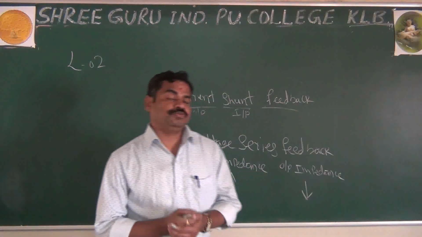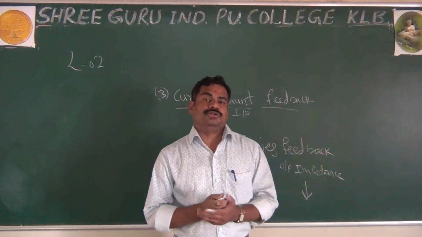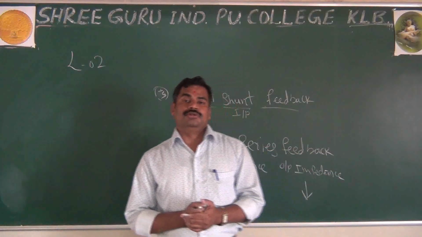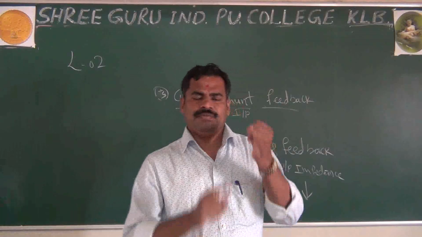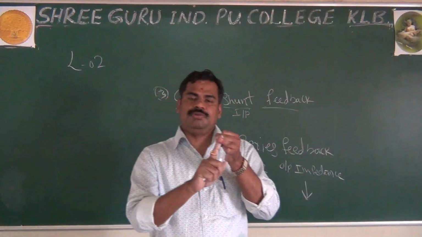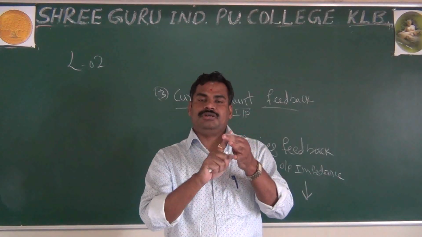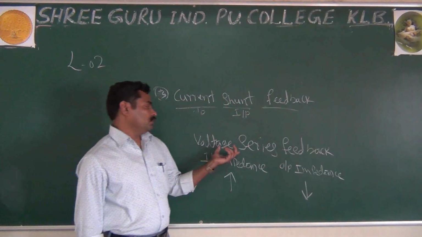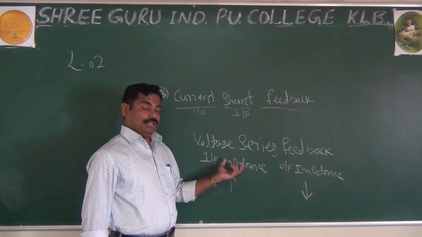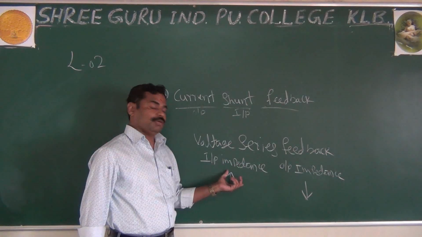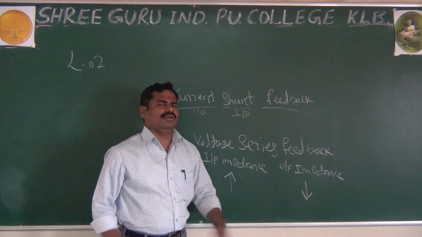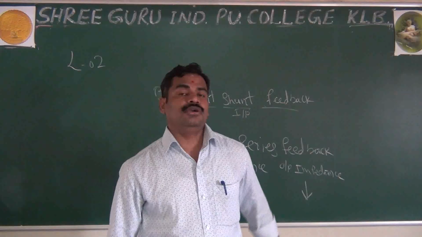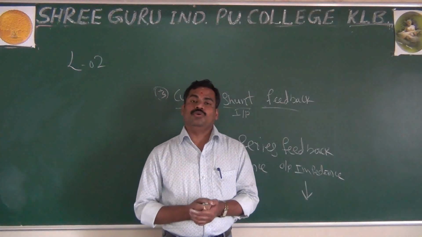You studied about voltage series feedback, voltage shunt feedback, current series feedback, and current shunt feedback. In these four feedback topologies, we are giving more importance to the voltage series feedback, because in this we will have a more input impedance and less output impedance. And in the next class, we will go for some derivations and what is the voltage gain for your voltage series feedback.